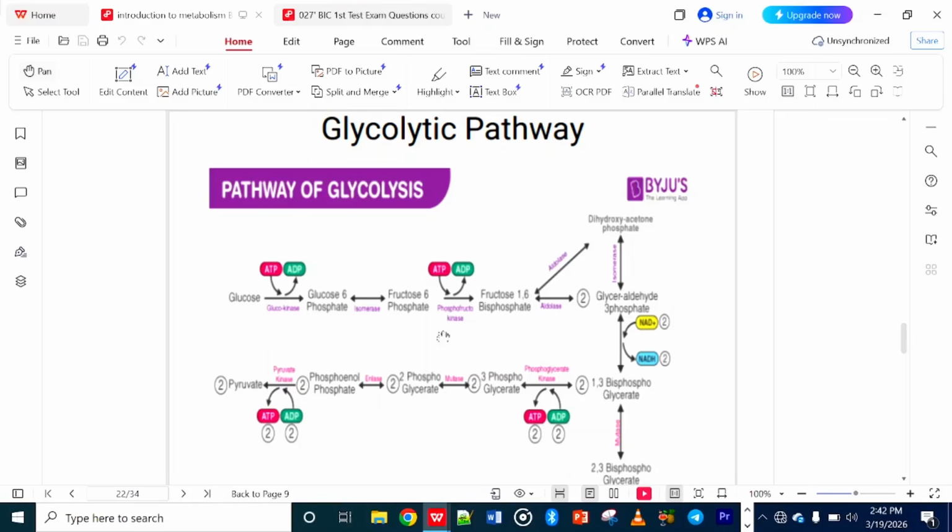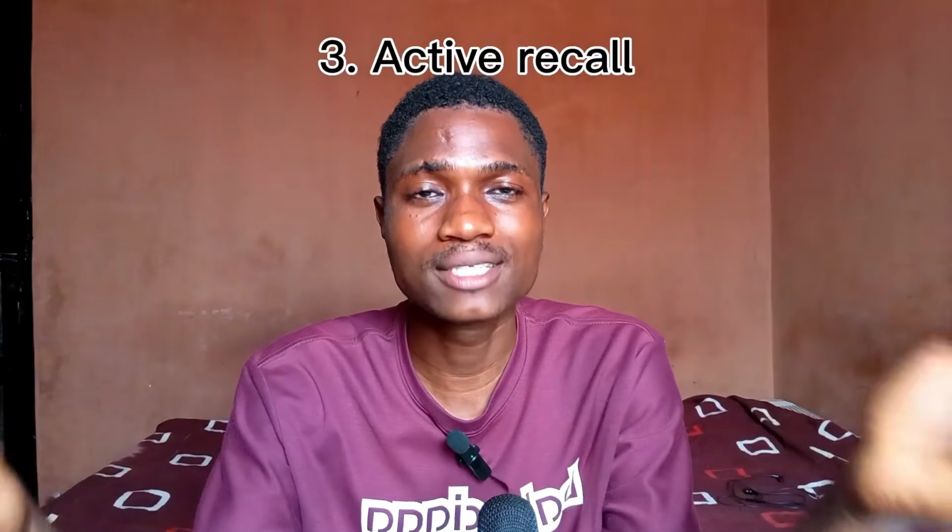Okay, glucose. First read this: glucose to glucose 6-phosphate, and glucose 6-phosphate to fructose 6-phosphate to fructose 1,6-bisphosphate. Write down the enzyme. Write down the rate limiting step, what inhibits it. You can write it in the pathway actually, so that you can be looking at it to understand it. After drawing this pathway, the next thing is to do active recall.